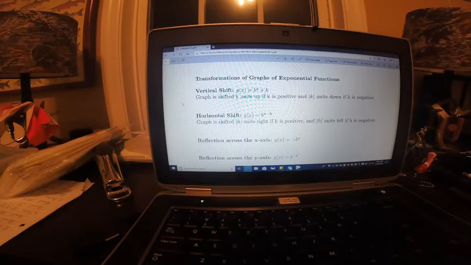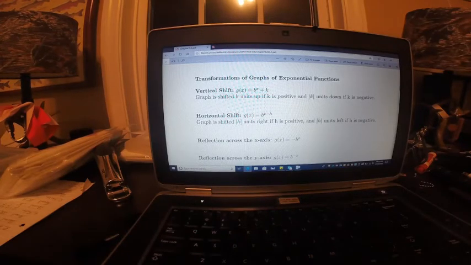So if we look at a vertical shift, g of x equals b raised to the x plus k, that means the graph is shifted up k units if k is positive, and down the absolute value of k units if k is negative. So it works just like the other ones. Outside, we move up and down. If it's inside, and by inside I mean inside with the x, then it's shifted left or right.